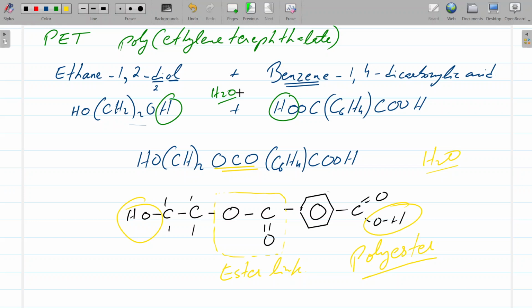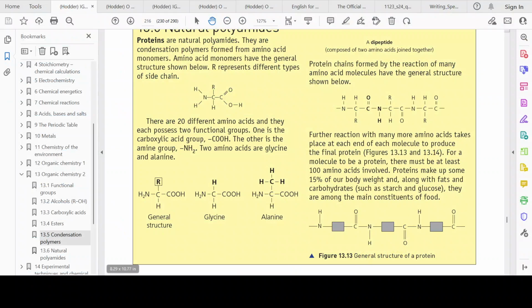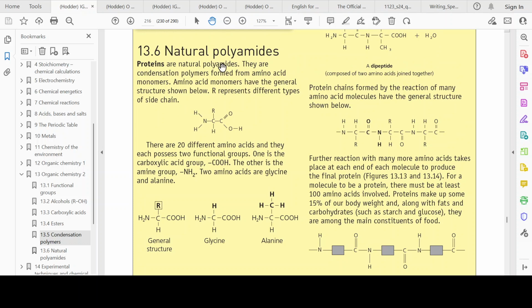Okay, now since we've already come across the polyamide, I'm going to take you to the book for the very last part of this chapter, where we're talking about natural polyamides, in which case we are talking about proteins. So you obviously know that proteins exist, and we consume proteins: meat has protein, milk has protein, egg has protein. So proteins are natural polyamides, as you can see over here, and they're made up of monomer units called amino acids.